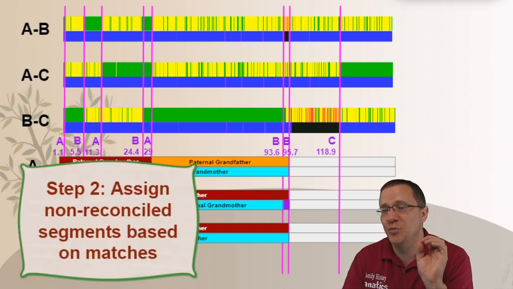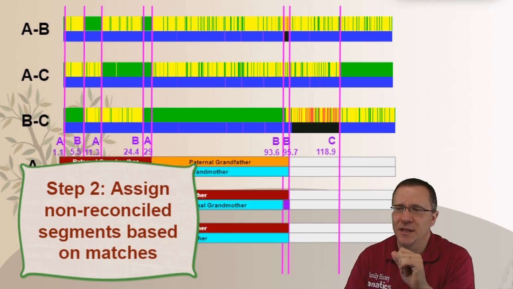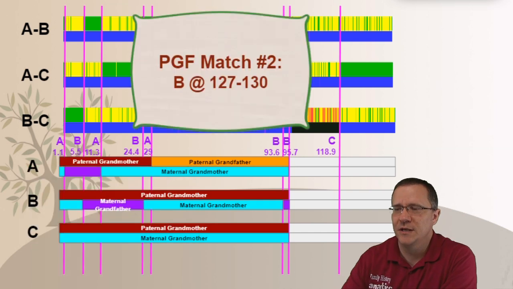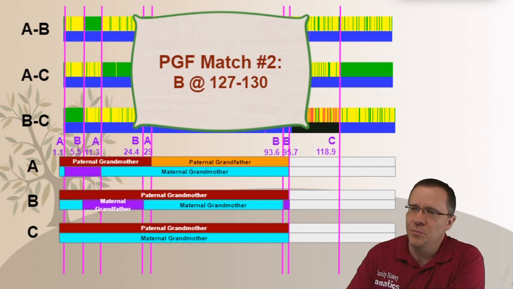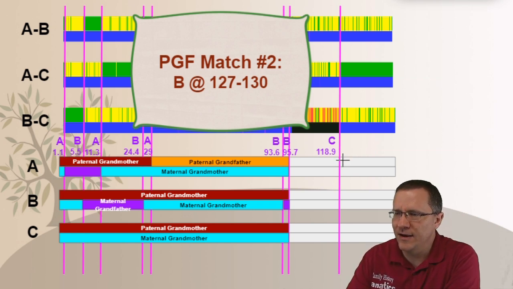So step 2 is we want to assign non-reconciled segments based on matches. Right now, we're still going to use these same 4 colors, and they're going to represent our paternal grandfather, mother, and maternal grandfather and mother. But we're going to assign things based on the matches to see what we get. So let's start with our paternal grandfather match. He matches B at 127 to 130. So in this area on B, he matches.